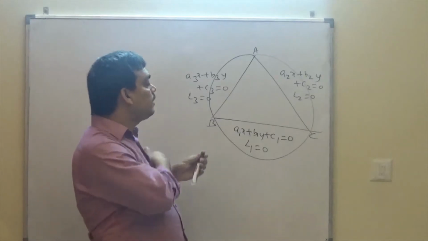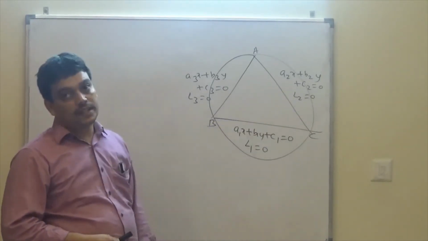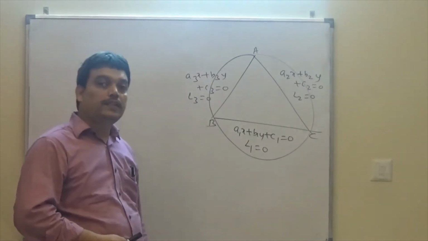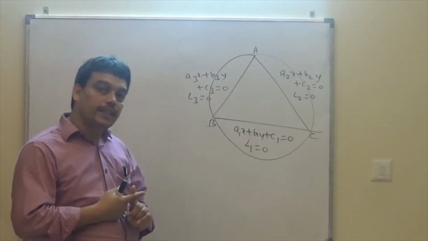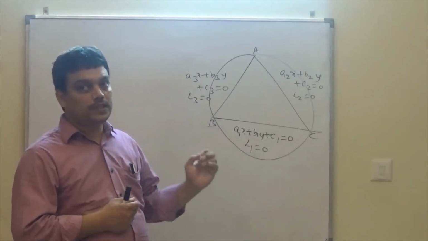Now you can see that whenever you multiply two first degree equations, you are actually going to get a second degree equation. And we know that a circle equation is going to be of course a second degree equation in x and y with some conditions imposed on it. So let's see how we do it.